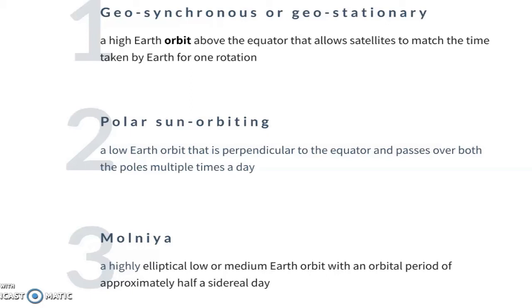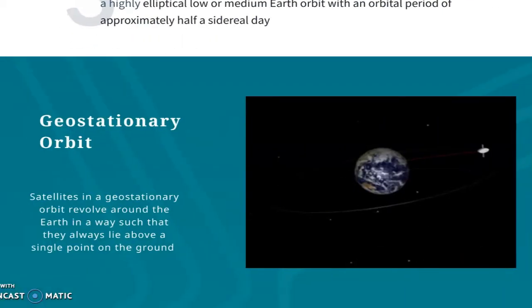The second type is the polar sun orbiting satellite, or the polar sun synchronous orbit. This kind of orbit is a low Earth orbit. This orbit allows a satellite to cross the Earth very quickly, and we might have multiple revisit times even during one single day. The third type is the Molniya type. The Molniya orbit is a highly elliptical or medium Earth orbit with a period of approximately half a sidereal day.